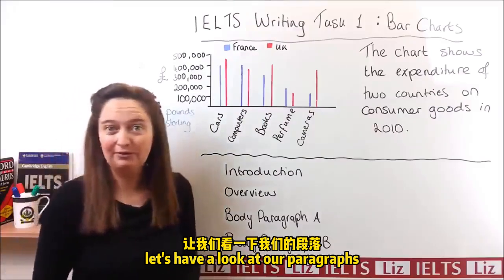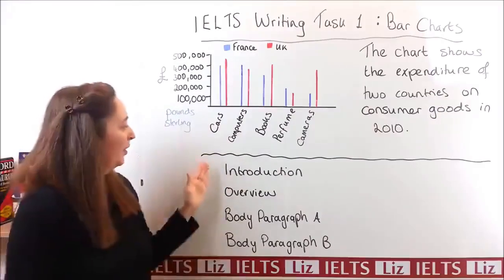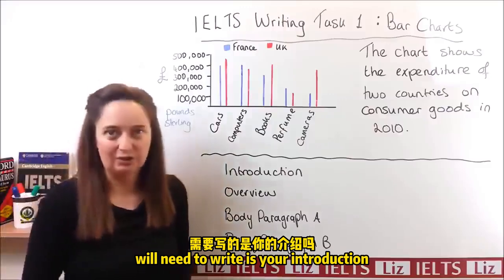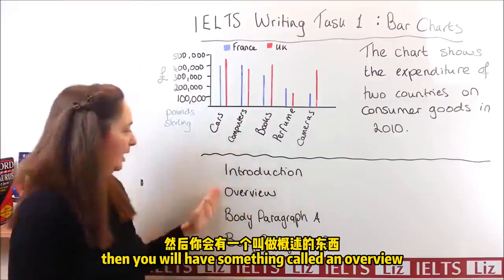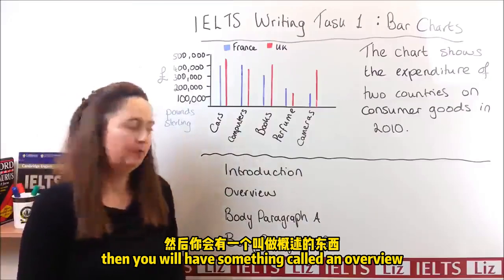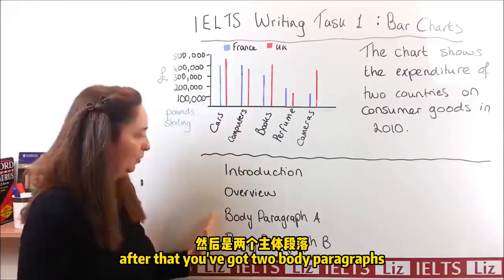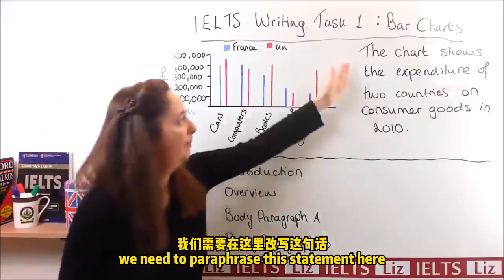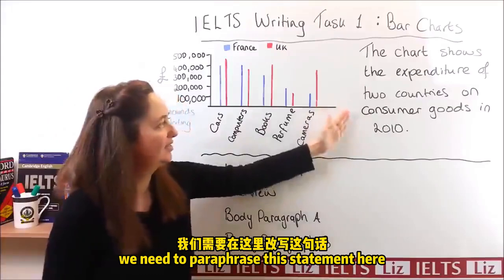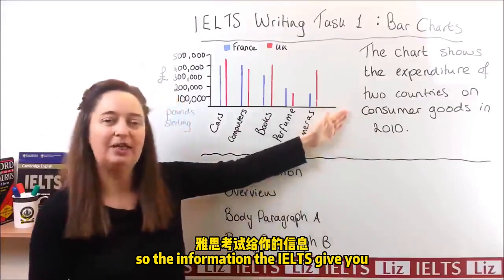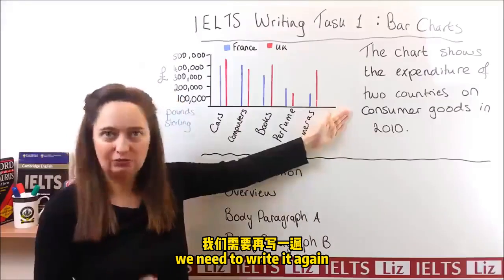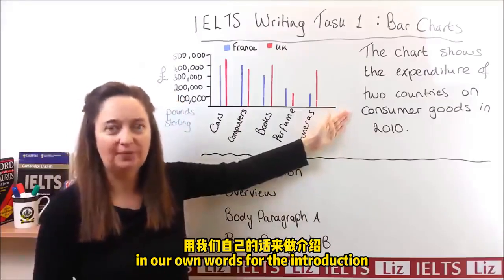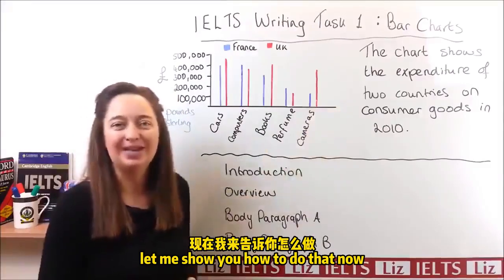Let's have a look at our paragraphs. The first paragraph that you will need to write is your introduction. Then you will have something called an overview. After that, you've got 2 body paragraphs. For the introduction, we need to paraphrase this statement. So the information that IELTS give you, we need to write it again in our own words for the introduction. Let me show you how to do that now.